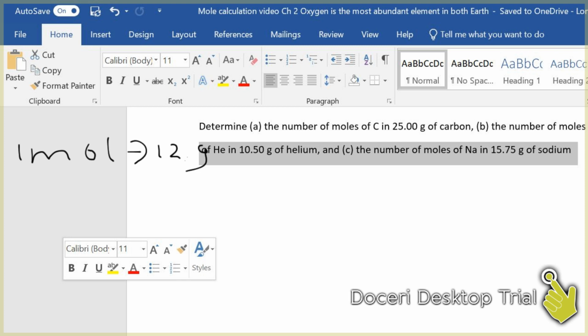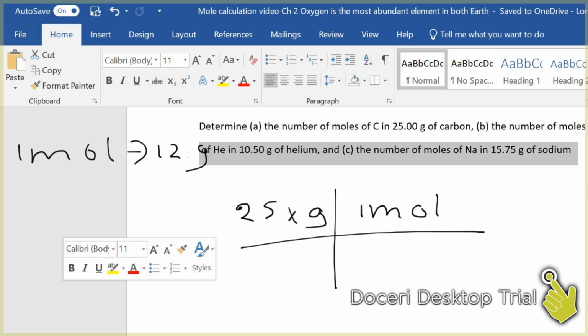If I have 2 moles, what is the mass? 24. So what I do, I take 25 grams. I know 1 mole is 12 grams. I round off this number and take it at this time. And then I do the calculation, grams cancel out, and basically 25 divided by 12, I give my answer.